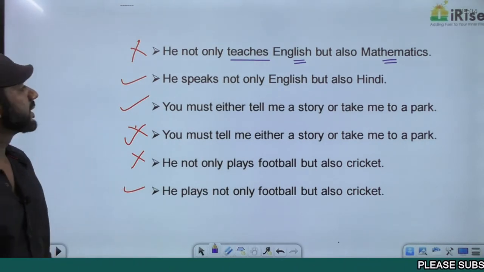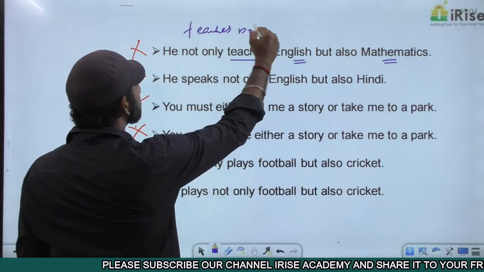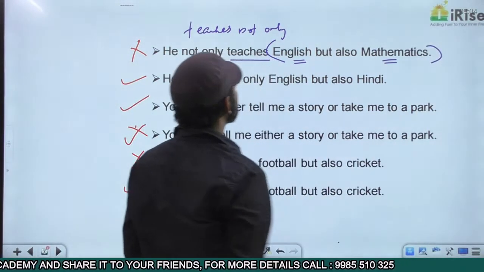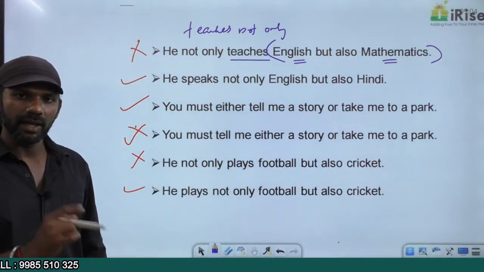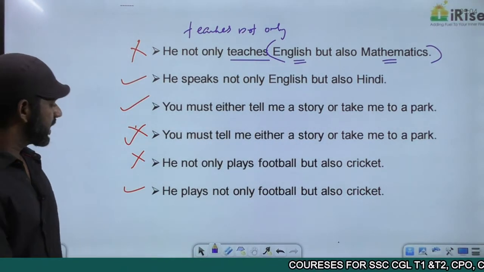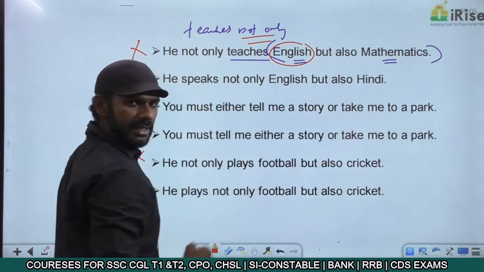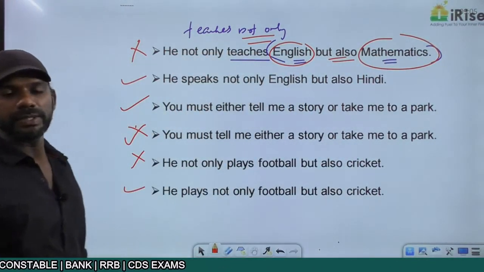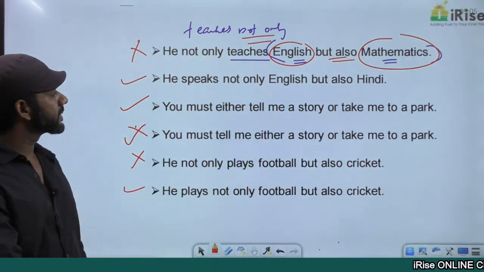So in this case, the correct sentence must be, he teaches not only English but also mathematics. He teaches not only English but also mathematics. One action, two entities. So not only but also must connect those two entities. He teaches not only English is the first entity, but also mathematics is the second entity. Not only but also is connecting those two entities. Now this statement is grammatically correct. Come to the second one.